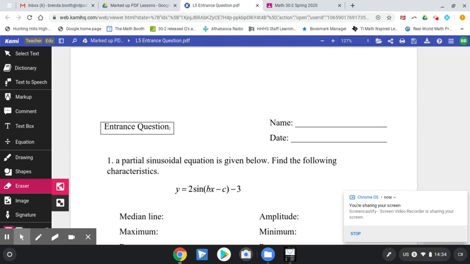Hey everybody, we're going to try this lesson 5 entrance question together. I'd like you to hit pause, try the question, and then come back like we have been doing. So let's start off here with question 1. Go ahead and hit pause and then come back when you are ready to see the answer.